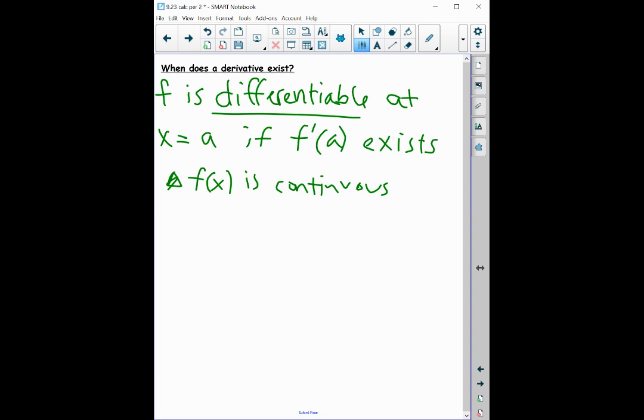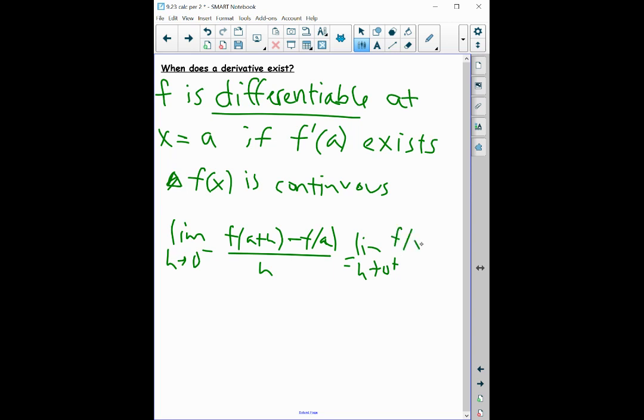Okay, so we would say the limit as h approaches 0 from the left of f of a plus h minus f of a over h equals the limit as h approaches 0 from the right of f of a plus h.